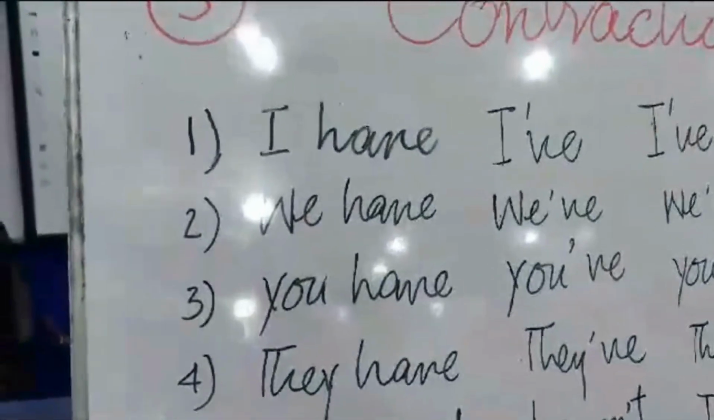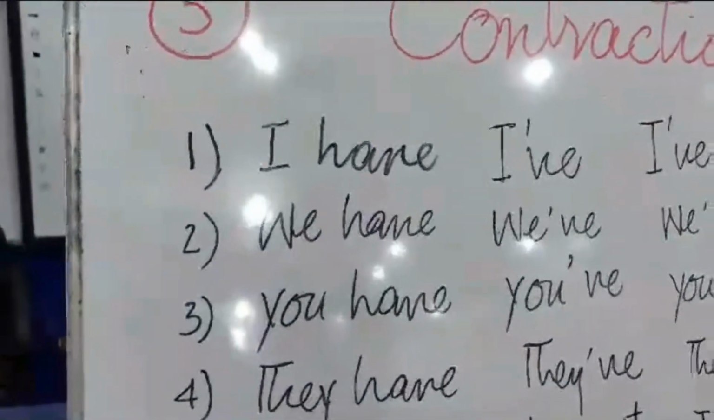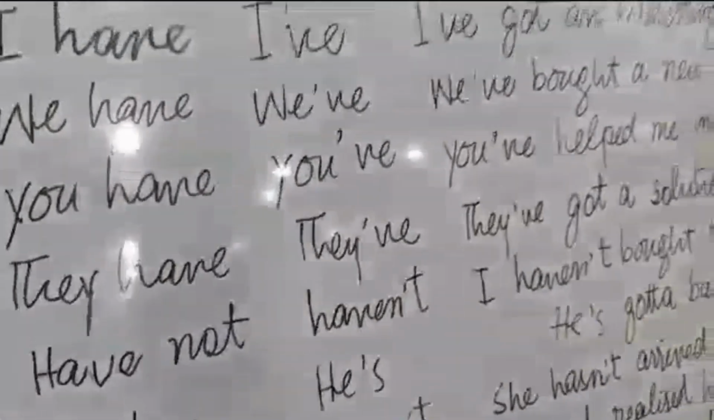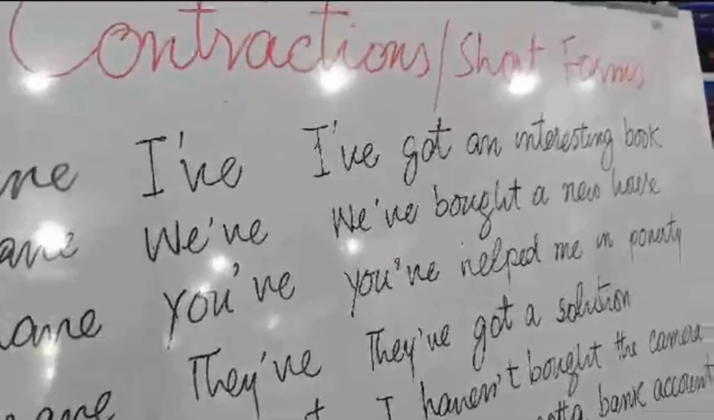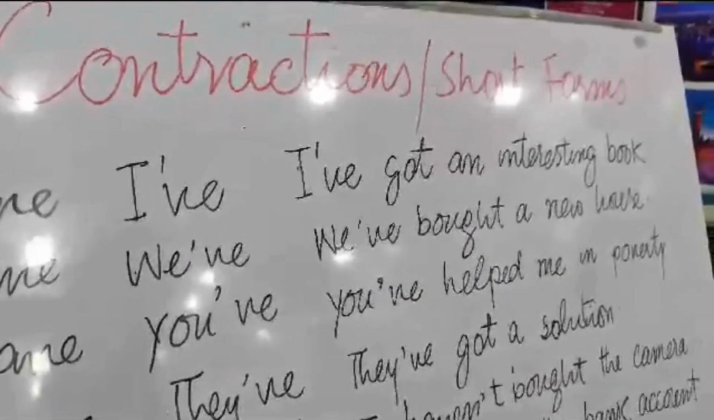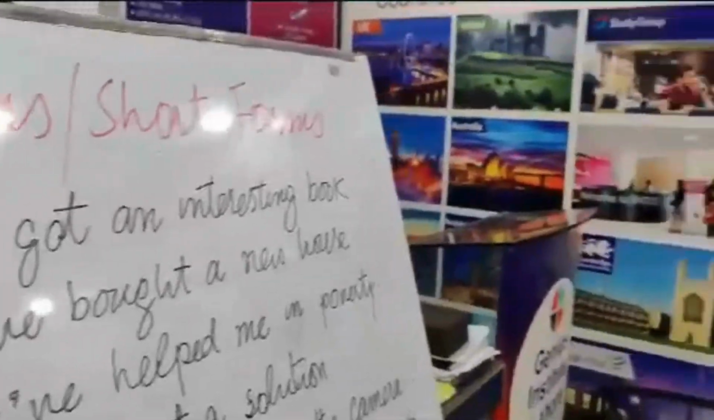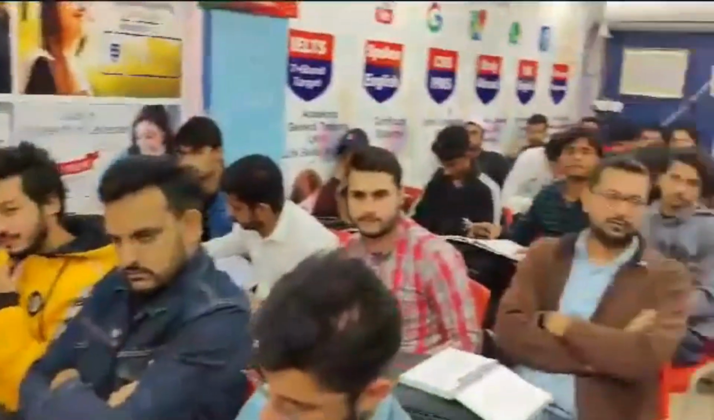The next one is you have, or you have is the full form. The short form is you've. Here is a sentence from my side: You've helped me in poverty. You have helped me in my hard times. This is a present perfect tense sentence. From you, one possession sentence and one perfect tense sentence.